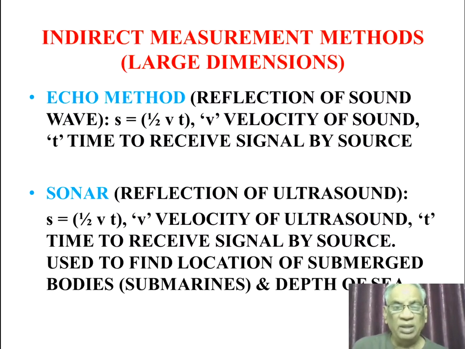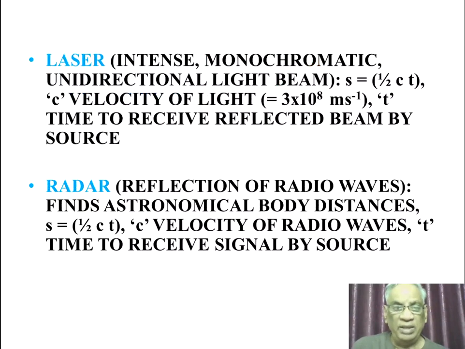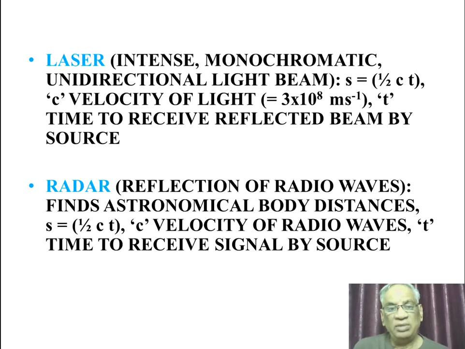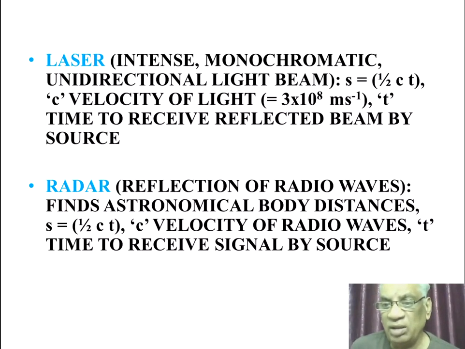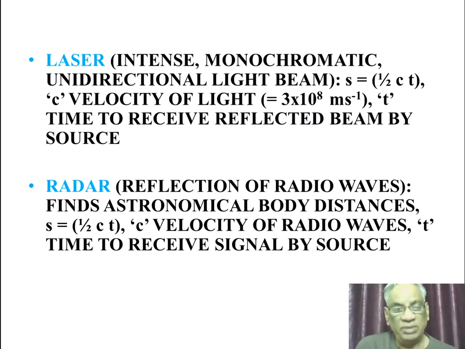And laser. Laser is a light source but highly intense, and it is monochromatic, that is single wavelength light, and unidirectional. It travels straight unless the beam is disturbed. Here also, from the source, the light travels to the object and gets reflected back. So the distance between the source and the object is given by half the product of the velocity of light and time, half ct. So you will get the distance from the source to the object.